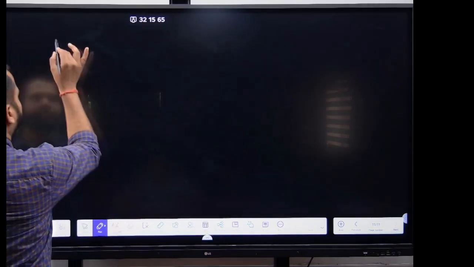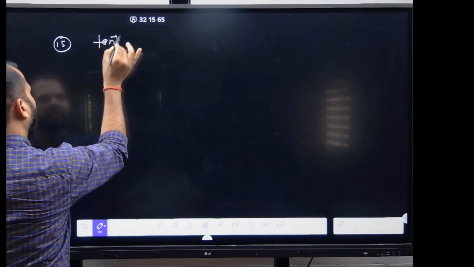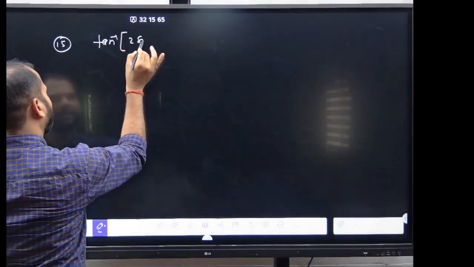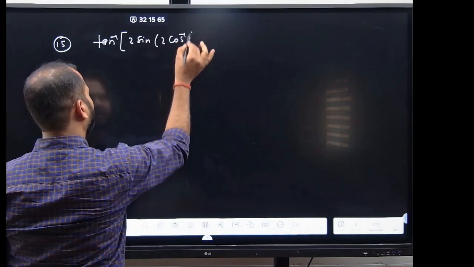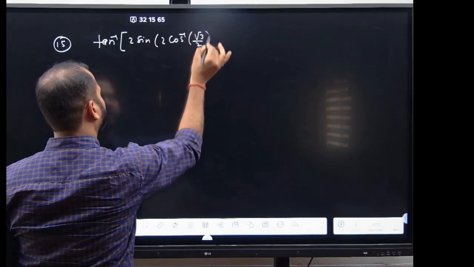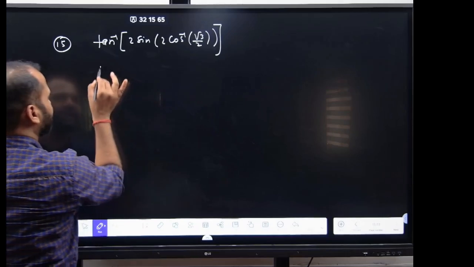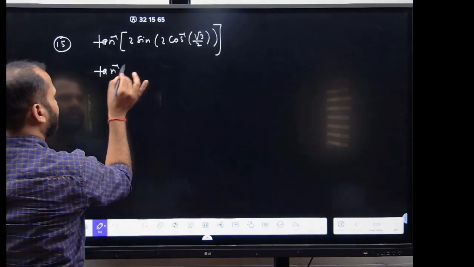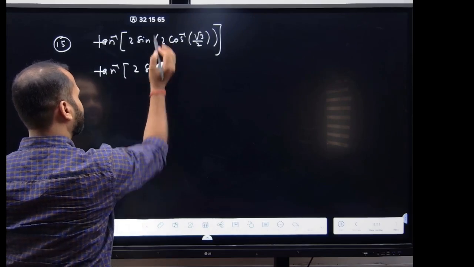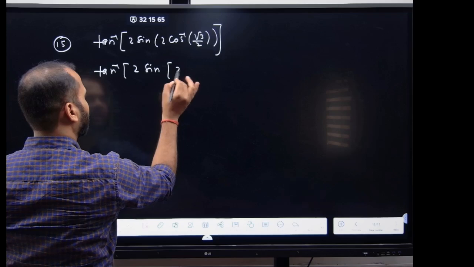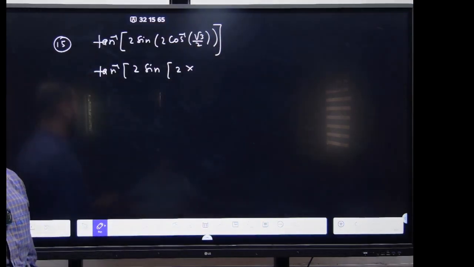The value of tan inverse of 2 sine of 2 cos inverse root 3 by 2. Just here, whenever you have so many brackets like this, always start with the back side. Let it be this. Here sine inverse is not there. Here sine. You tell me, in cos whose value is root 3 by 2?